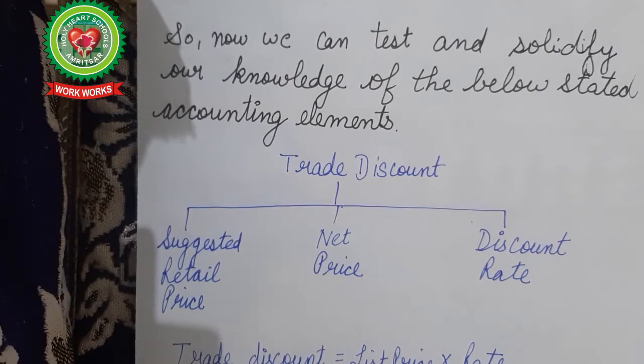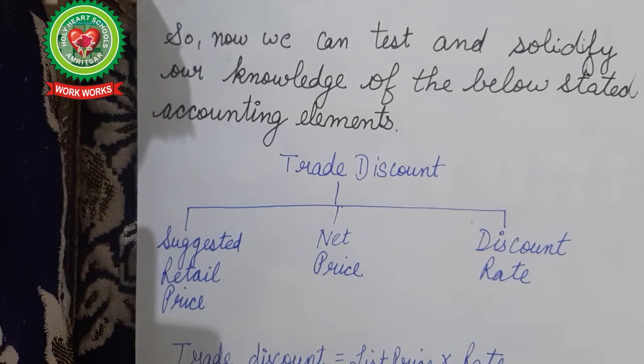So as we were discussing about trade discount, trade discount consists of three parts: suggested retail price, net price, and discount rate. Wherever you visit a shop, you opt for a product, you pick up any item, and you ask for the price. The shopkeeper says it costs 700. So what is it? It's a suggested price, not the price at which he wants to sell, but a suggested retail price.